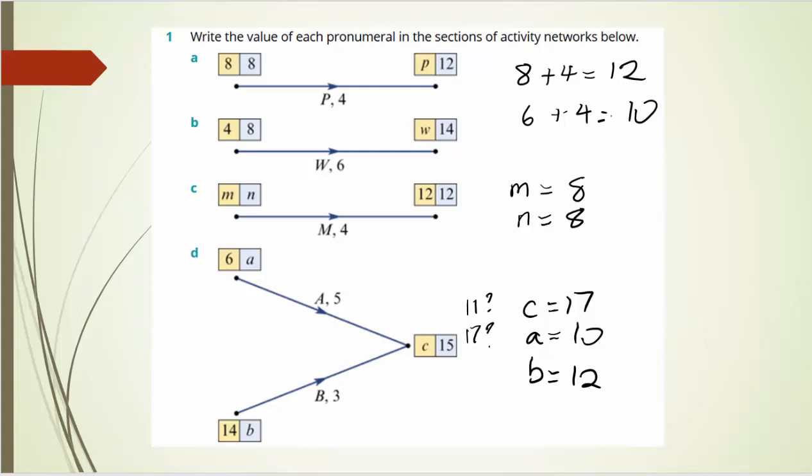Question D, we've got two activities. Best way to approach this, I think, is to work out first of all what C is, because C could be 6 plus 5 is 11, or it could be 14 plus 3 is 17 with forward scanning. That makes the answer 17 for me, but the textbook says 11. And then backward scanning to find A, 15 minus 5 will give us 10. And 15 minus 3 will give us 12 for B.